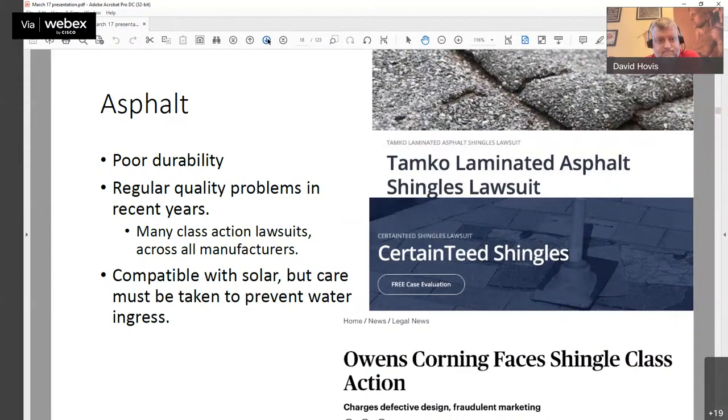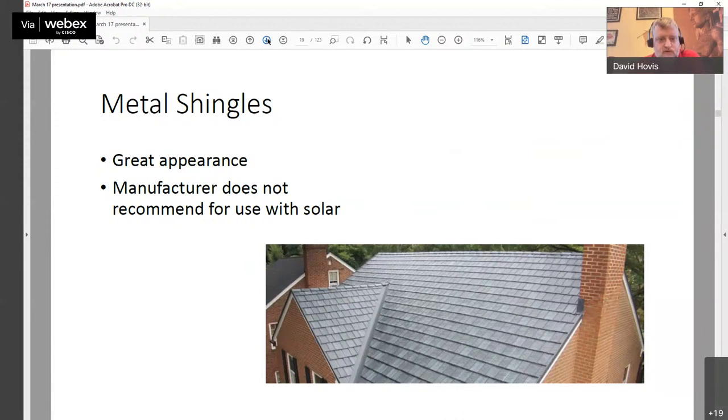Next slide. Metal shingles would have an appearance more like slate, which was probably what was originally on this roof. Looks terrific, but it can't be used with solar. It's not compatible. The manufacturer doesn't recommend it.